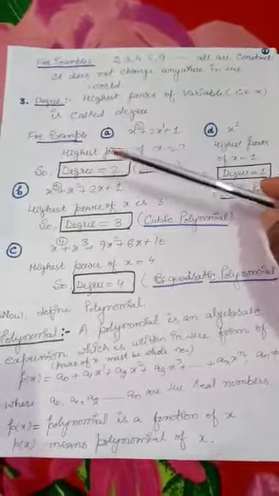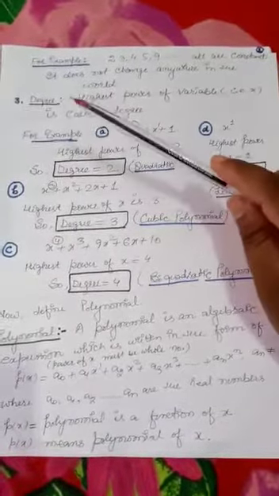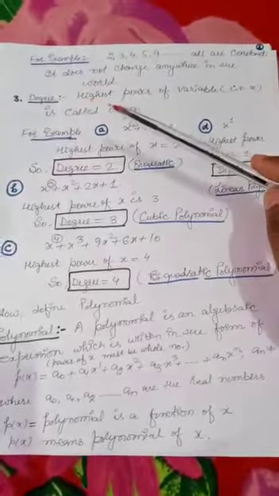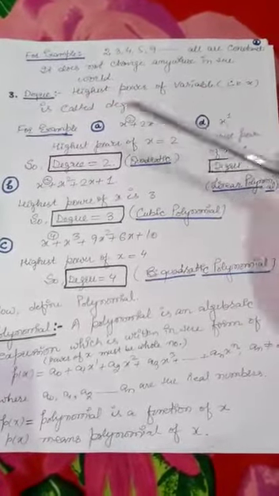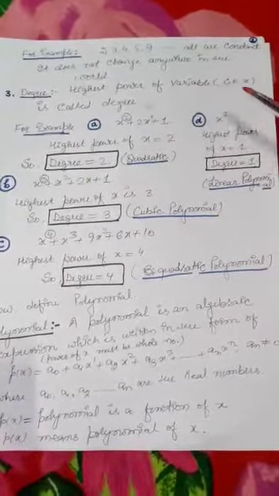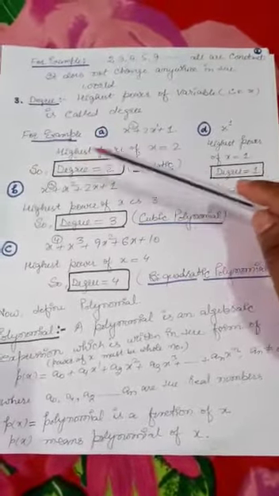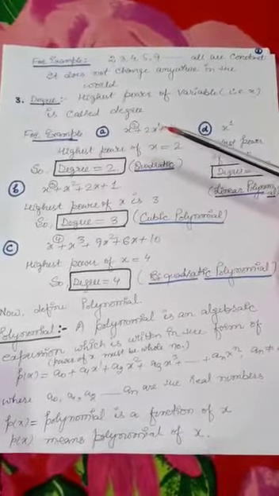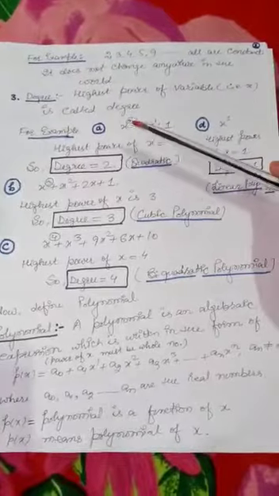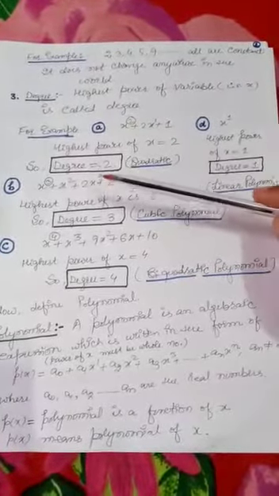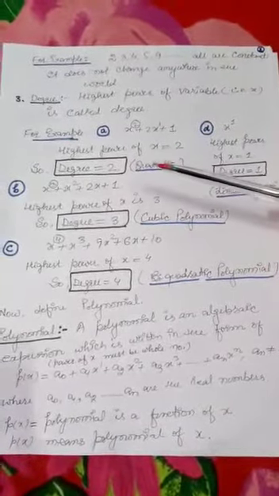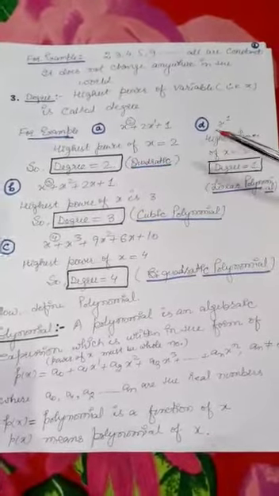Now we understand what is degree. The highest power of the variable, that is x, is called the degree. For example, x square plus 2x to the power 1 plus 1. The highest power of x is 2, so the degree is 2. If the degree of the polynomial is 2, then it is a quadratic polynomial.